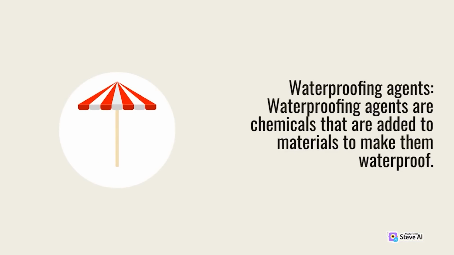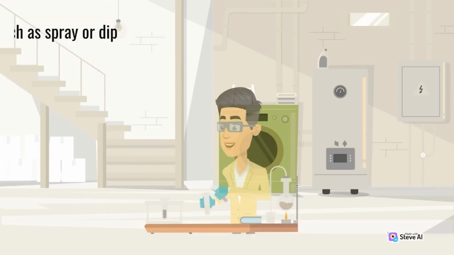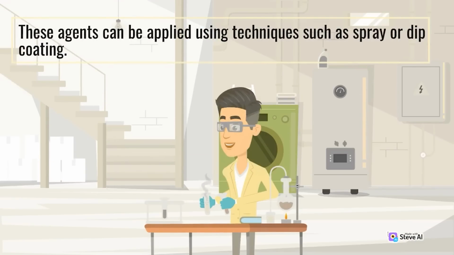Waterproofing agents. Waterproofing agents are chemicals that are added to materials to make them waterproof. These agents can be applied using techniques such as spray or dip coating.